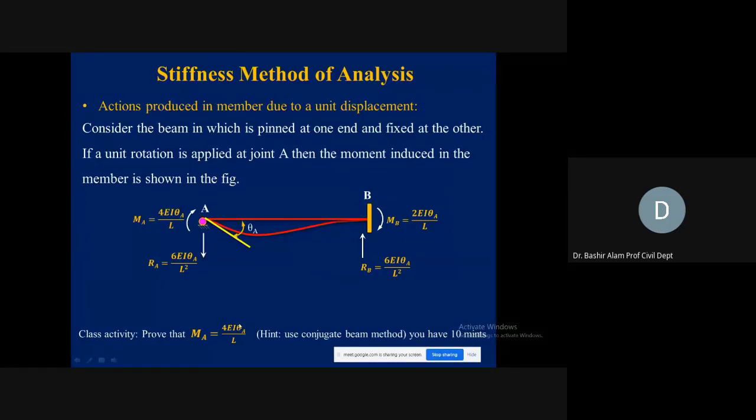Now, class activity: use the conjugate beam method. You have 10 minutes. So you can try this, but I'll give you the solution right now. Or even you can go to the three-moment equation and you can very quickly do it.